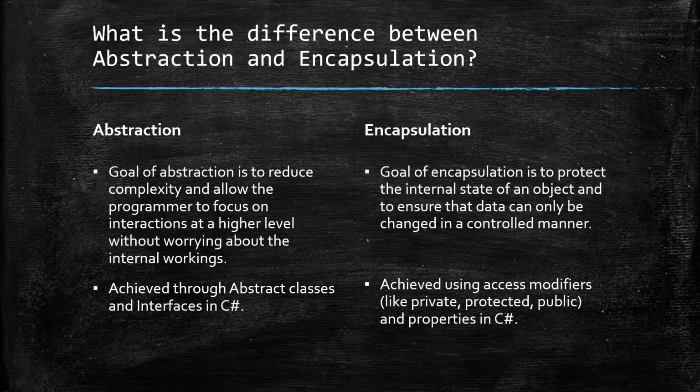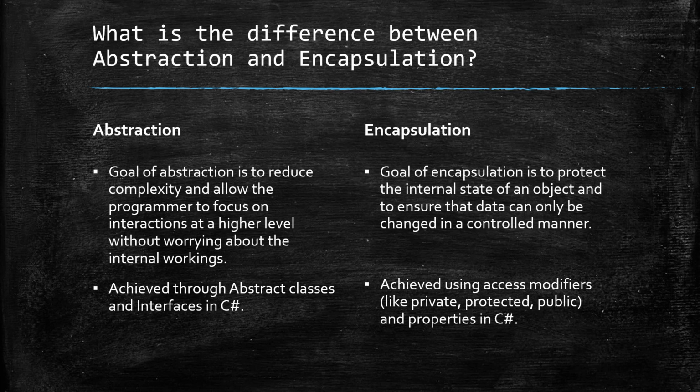What is the difference between abstraction and encapsulation? Goal of abstraction is to reduce complexity and allow the programmer to focus on interactions at a higher level without worrying about the internal workings. Goal of encapsulation is to protect the internal state of an object and to ensure that data can only be changed in a controlled manner. Abstraction is achieved through abstract classes and interfaces in C#, and encapsulation is achieved using access modifiers and properties in C#.